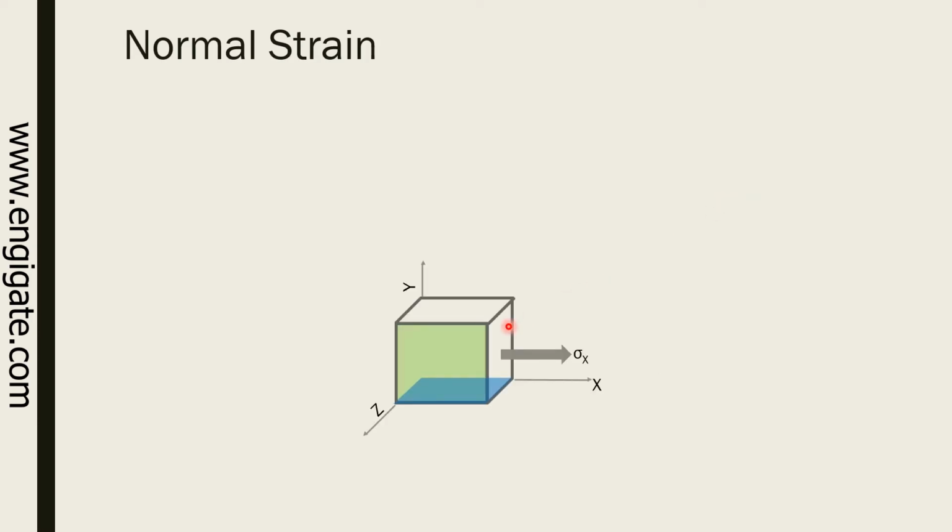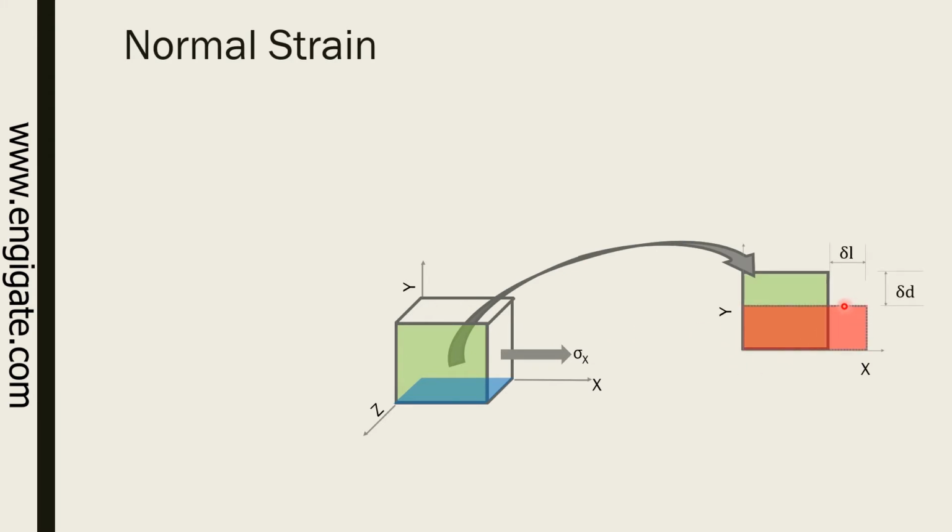Normal strain. We are applying sigma x in x direction. It will increase the length of the cube in x direction. So the change in dimension or deformation in x direction will be equal to del L, and del D is the change in dimension or deformation in y direction, that is reduction in depth. So here length is increasing and depth is decreasing. There is some relation between increment in length and reduction in depth. We will see it later.